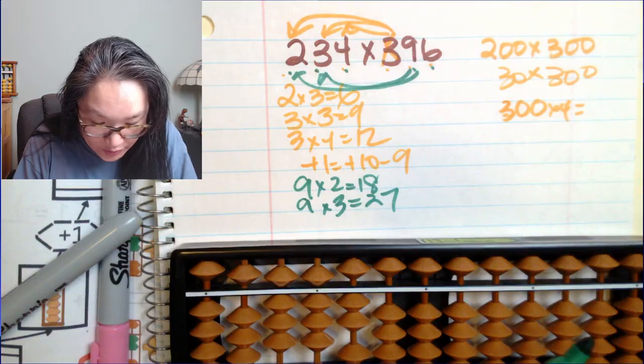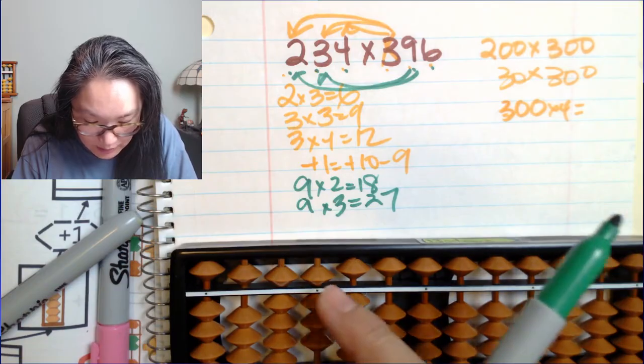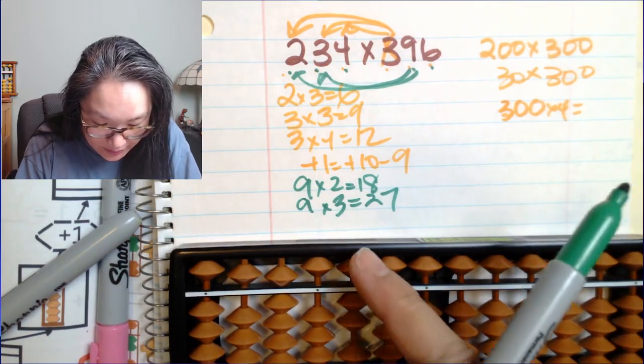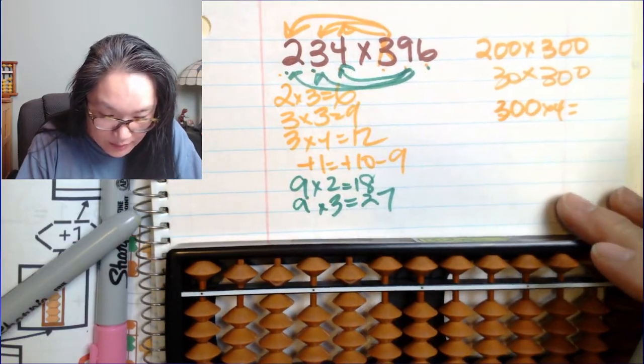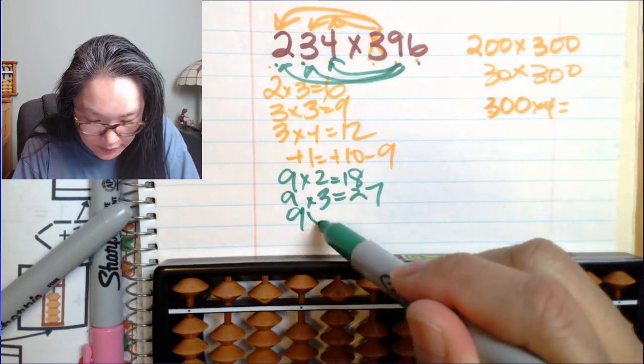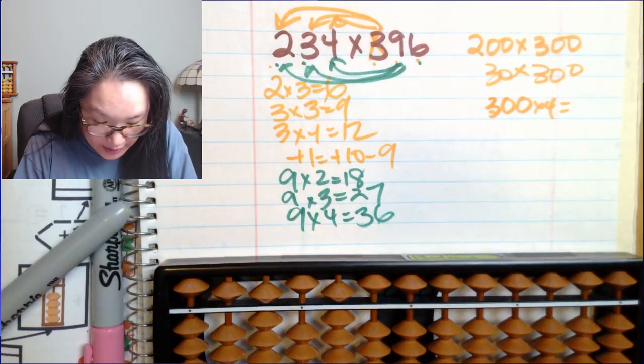There's not enough to add the 2. What do? Plus the 2 minus the 8. Minus the 8 plus the 7. So I added the 7. And then what do? 4 times 9 is 36. So I add 3 and I add 6.